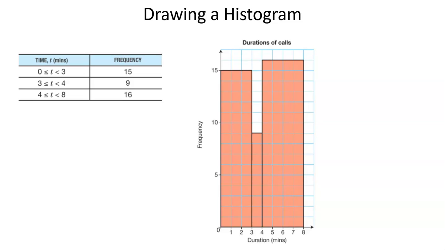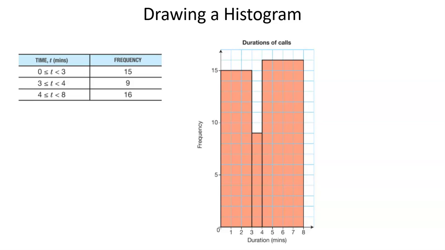Hello, and this time we're looking at how to draw a histogram. And if you're thinking, wait, what's a histogram? Well, I will go through that first. So here we have a table of data. We've got a set of times from 0 to 3, 3 to 4, and 4 to 8. And we've got how many things happen in that time.